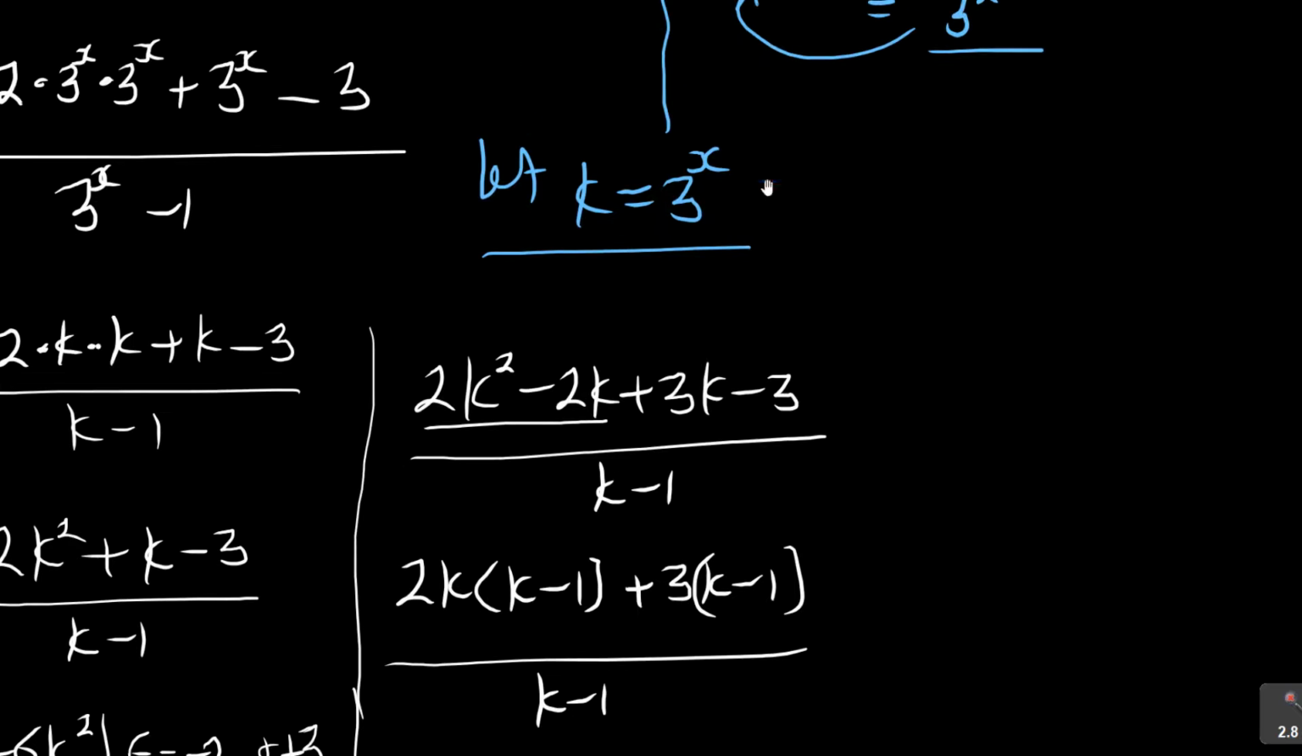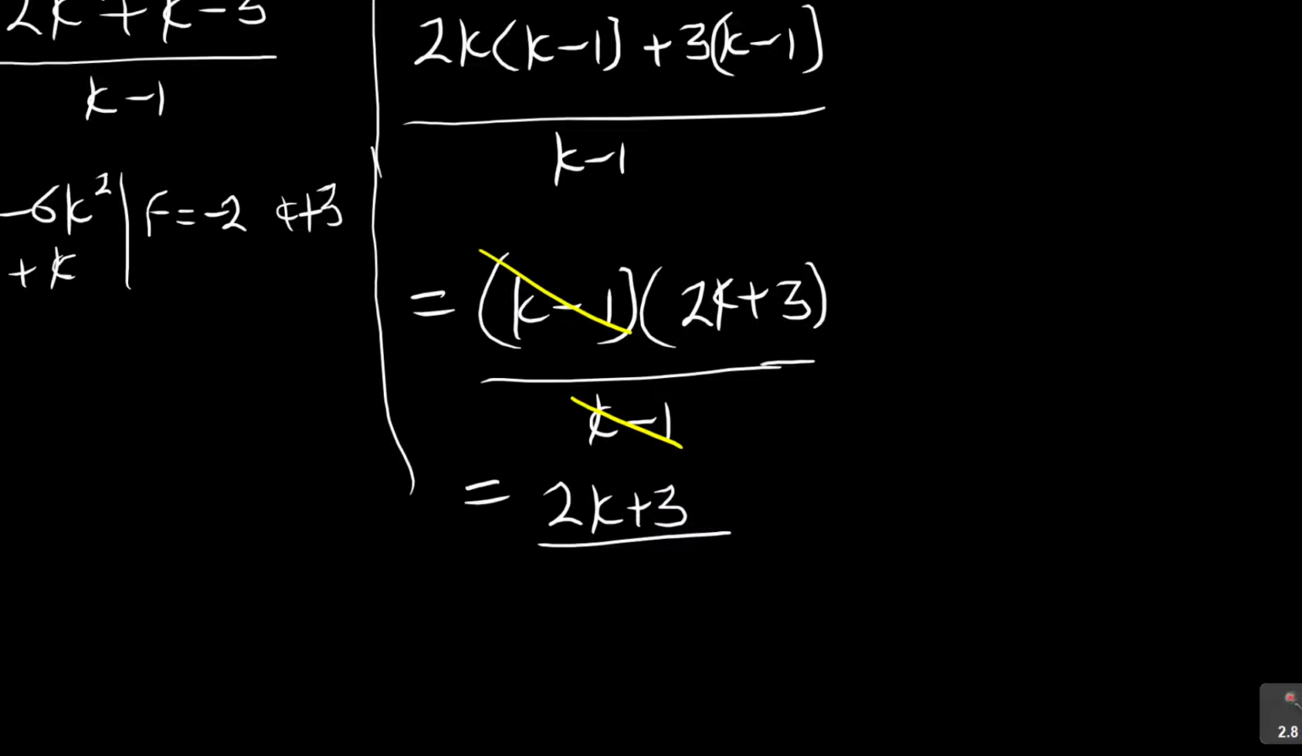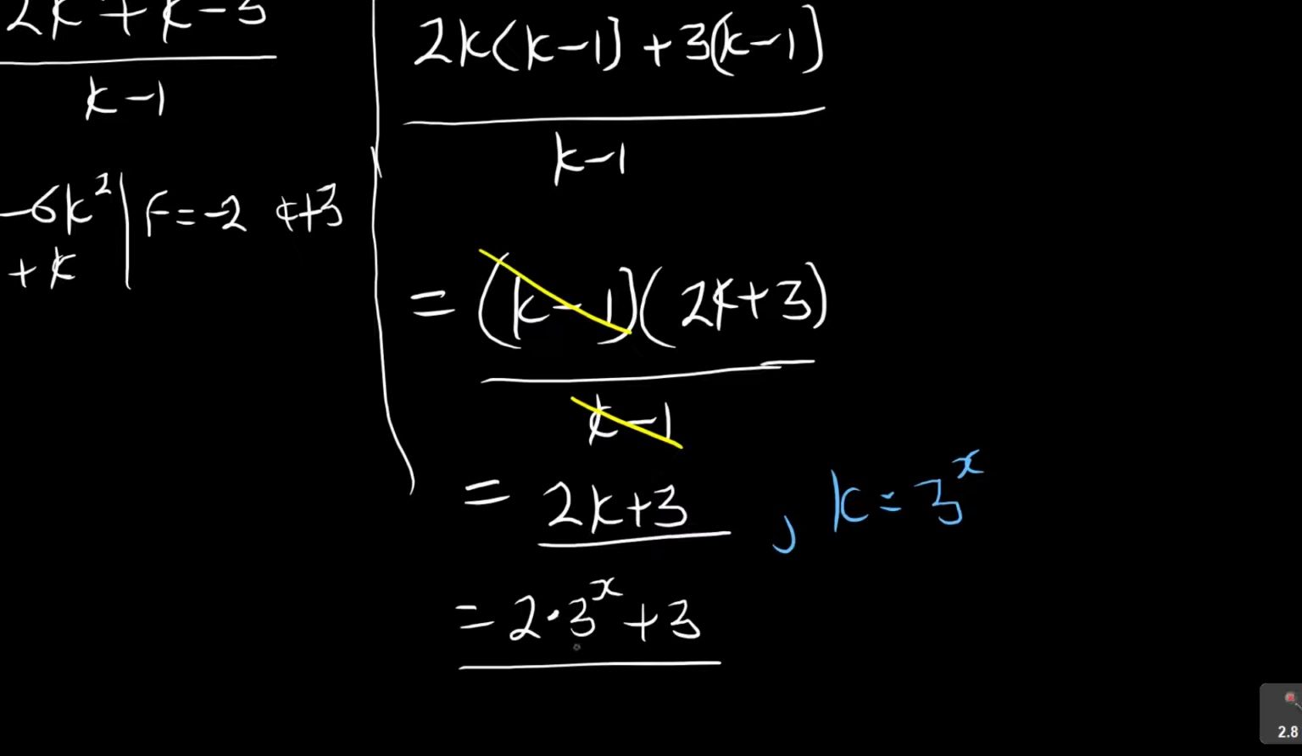But you come back to say, you said let k be 3 exponent x. Remember that. You come back and remind yourself, we just said let k be equal to 3 exponent x. So what is your final answer? It will be equal to 2 times k, which is 3 exponent x plus 3. That is the end. Don't start to factorize that. There's nothing common there. Leave it like that. So the answer is 2 times 3 exponent x plus 3.